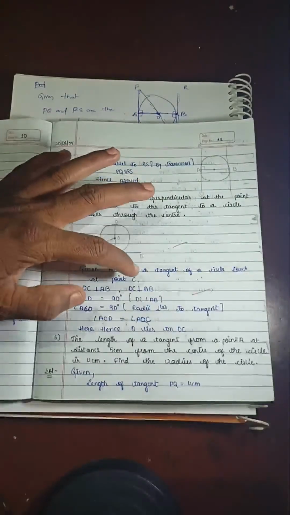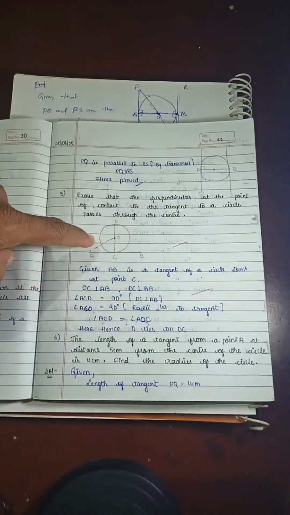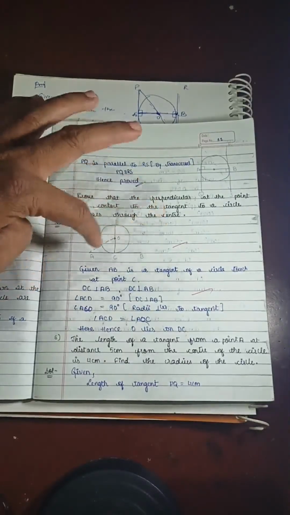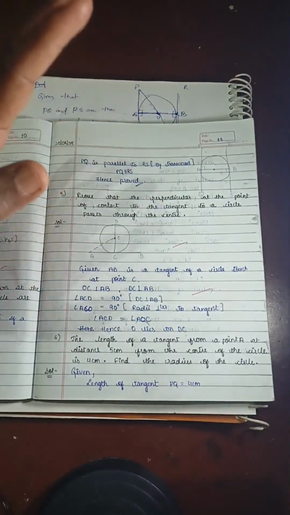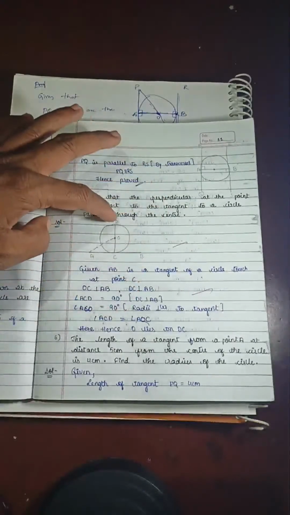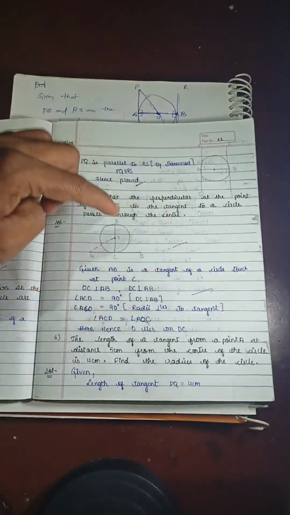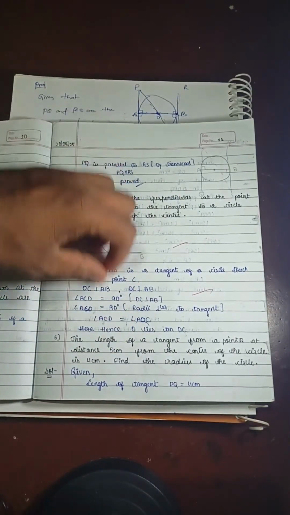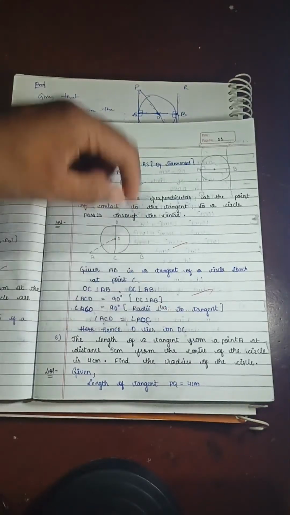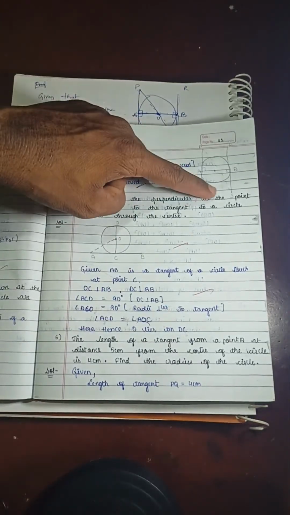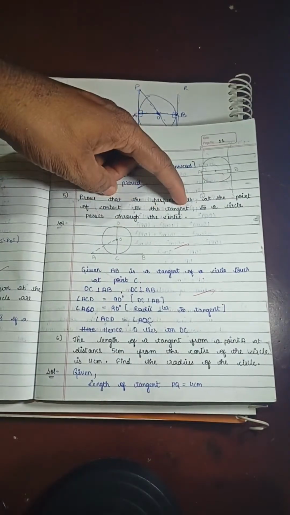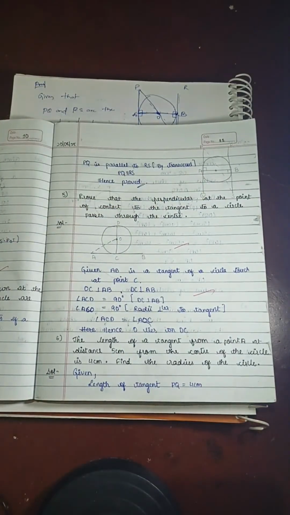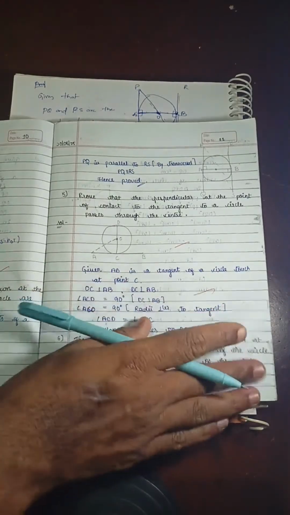OC is perpendicular to AB, DC is perpendicular to AB. So angle ACD is equal to 90 degrees. Angle ACO is also 90 degrees. So angle ACO is equal to angle ACD. Hence the center O lies on DC. The perpendicular line at the point of contact to the tangent of a circle passes through the center only. That means every such perpendicular has to pass through the center only. It should not cross away from the center.